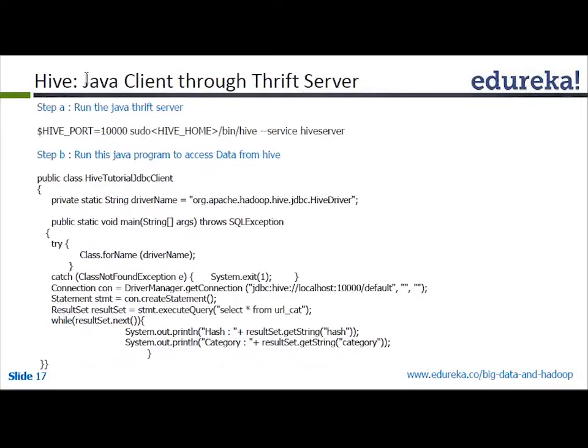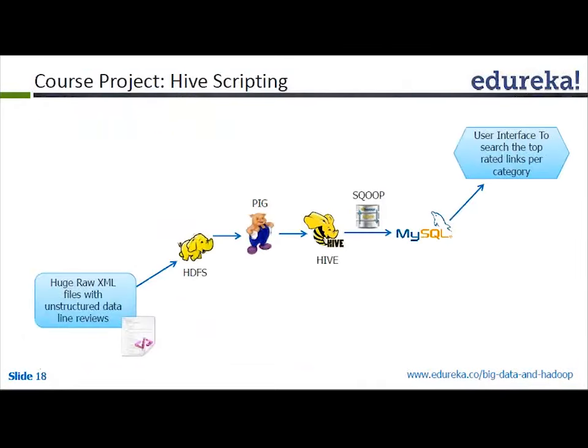And we were talking about how to have Hive running through a thrift server. Now if you look at the final project that we are going to see on the last day, you will see that we have huge raw XML files. You will use HDFS, Pig, and of course Hive as a part of the project to do some SQL query on your data, and then using Sqoop you'll be pushing it into your MySQL database.